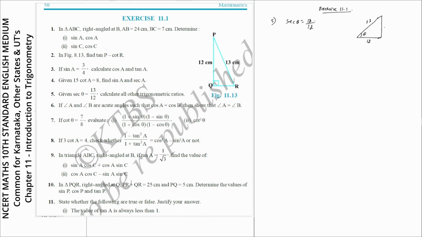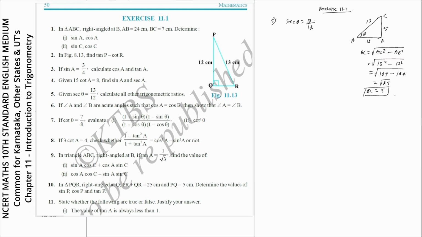Therefore, what is this one? If I take this triangle ABC, then BC is equal to square root of AC square minus AB square. Therefore square root of 13 square minus 12 square. 13 square is 13 into 13, 169, minus 12 square, 12 into 12 is 144. So this I'll get square root of 25. So this is equal to 5. BC is equal to 5, I'll get.